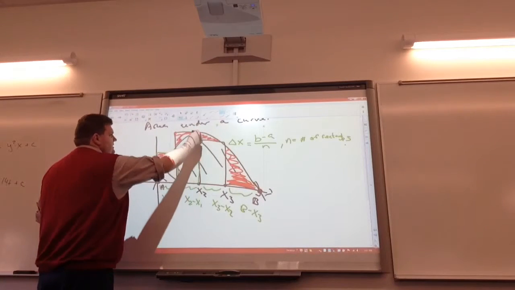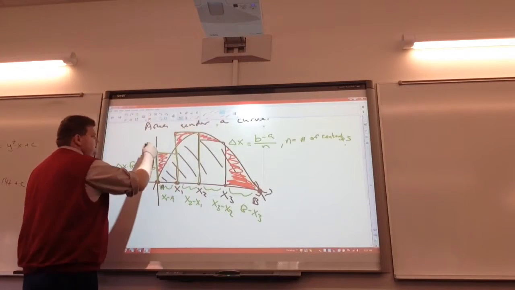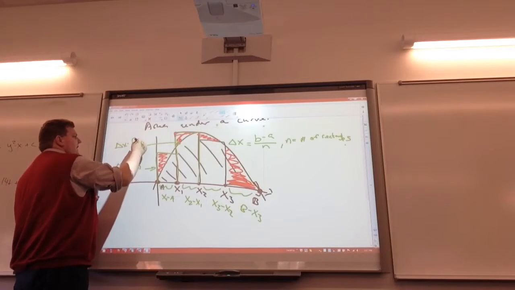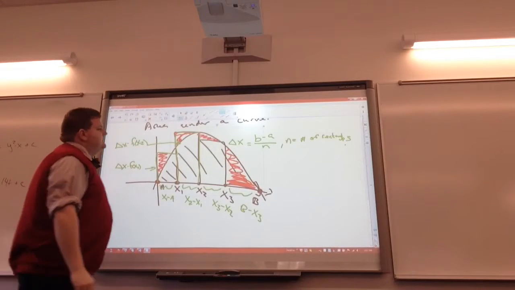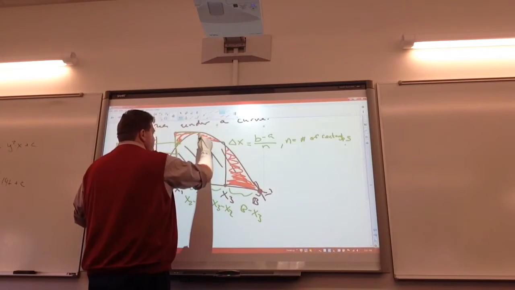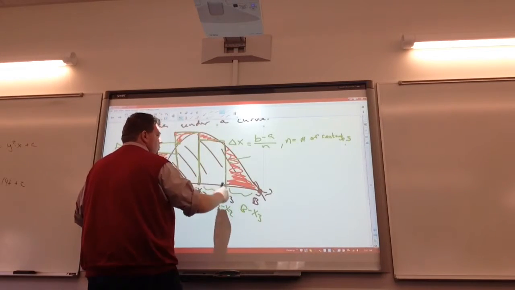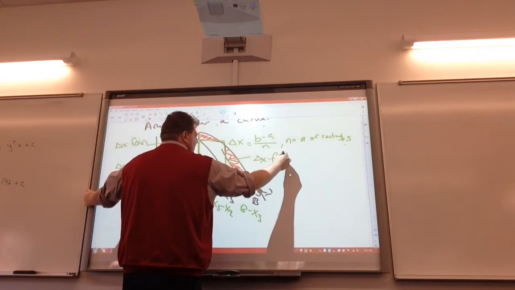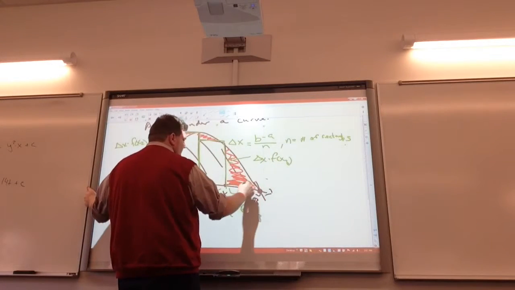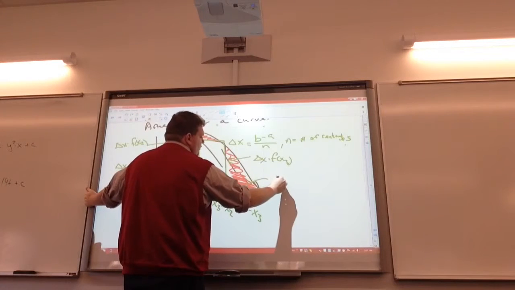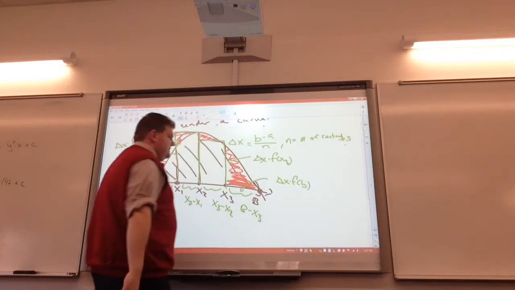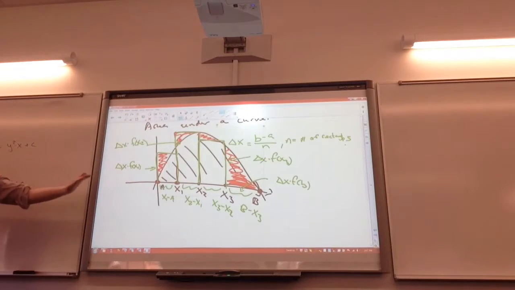The second one would be delta x times f of x sub 2, right? This third one would be delta x times f of x sub 3, right? And this final one, this bottom line one, would be delta x times f of b in this case, okay? So that's one way I can model it out, okay?